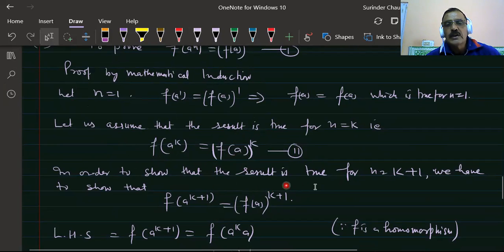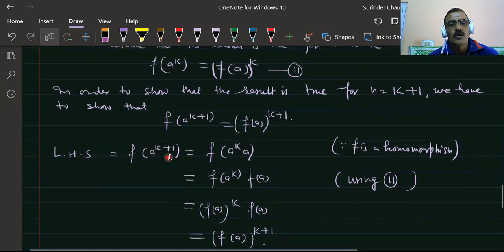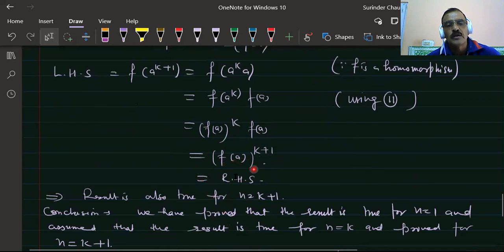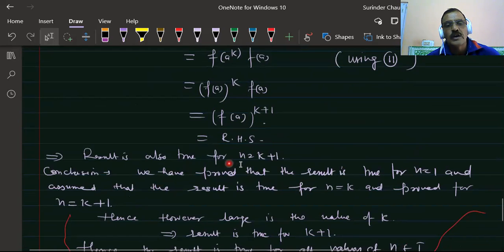In order to show that the result is true for n equal to k plus 1, we have to show that f(a raised to k plus 1) is equal to f(a) whole raised to k plus 1. Taking the left hand side, f(a raised to k plus 1) is equal to f(a raised to k into a). Now f is a homomorphism, so we can write this as f(a raised to k) into f(a). Now substitute the value of f(a raised to k), which is f(a) whole raised to k. So this comes out to be f(a) raised to power k plus 1, which is equal to the right hand side. The result is true for n equal to k plus 1.